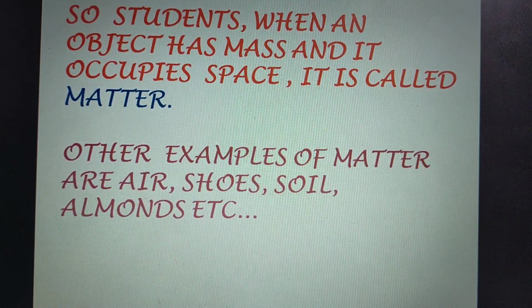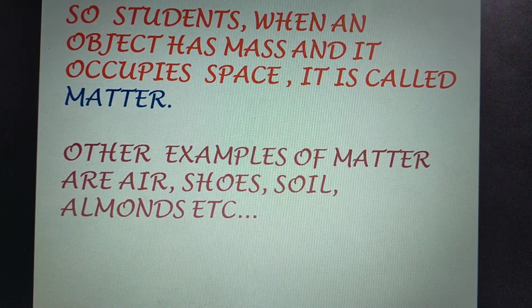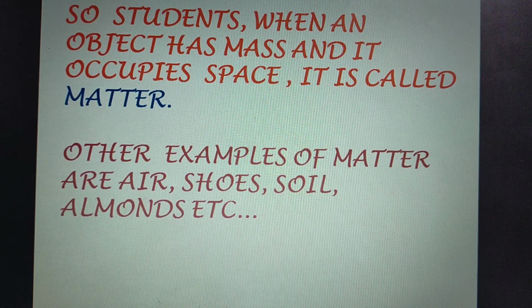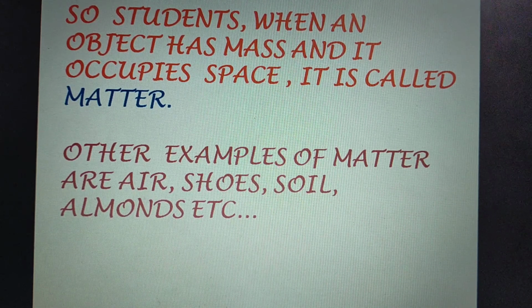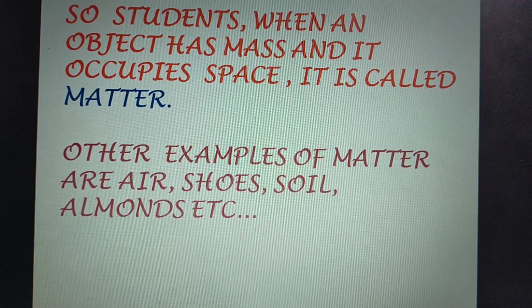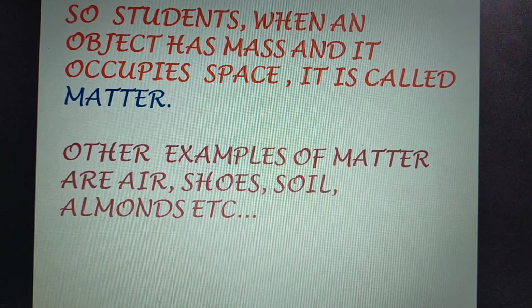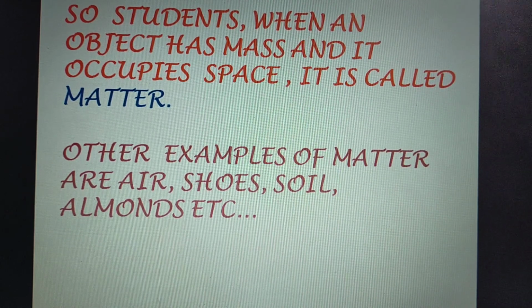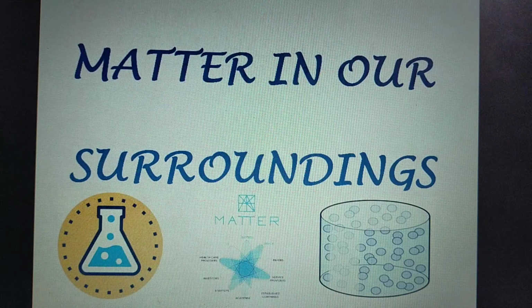So students, when an object has mass and it occupies space, it is called matter. Other examples of matter are air, shoes, soil, almonds, cloth, pen, pencil, etc.